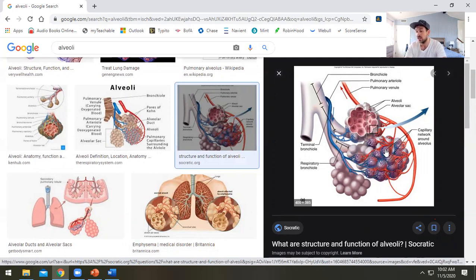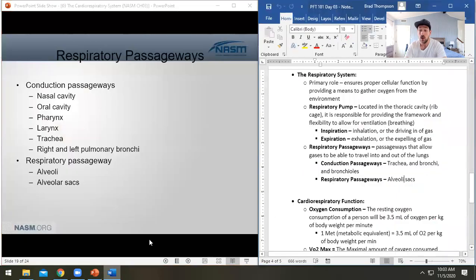So the exchange site for oxygen is at the end of these branches, right? So big branch, smaller branch, smaller branch, smaller, and then small, small, small, until eventually it's this little tiny popcorn sac, right?